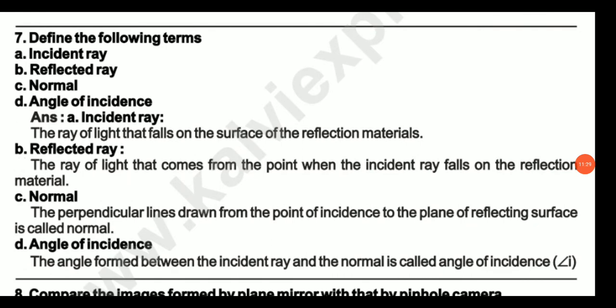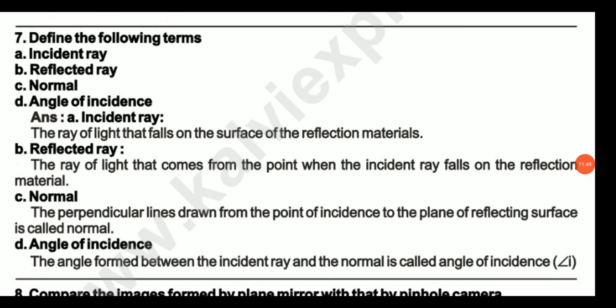Seventh one, define the following terms: incident ray, reflected ray, normal, and angle of incidence. Incident ray is the ray of light that falls on the surface of the reflecting material. Reflected ray is the ray of light that comes from the point when the incident ray falls on the reflecting material. So all this is in your book.